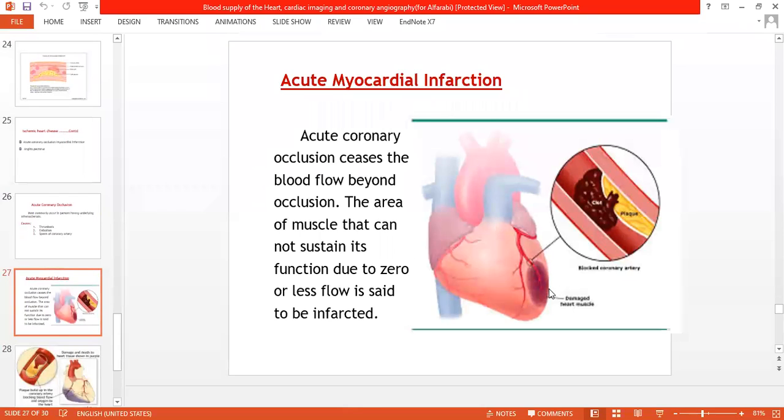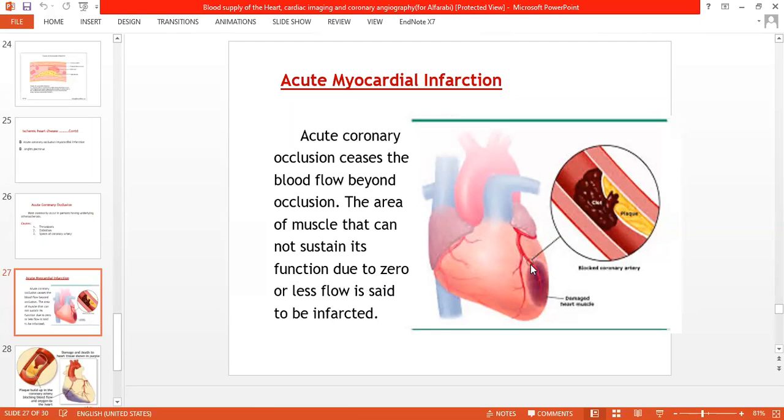So this is the acute myocardial infarction, where the acute coronary occlusion stops the blood flow beyond the occlusion. As you can see here, these are the blood vessels shown here. So here is the plaque, and here the blood flow has been occluded. The area of the muscle that cannot sustain its function due to zero or less flow is said to be infarcted.